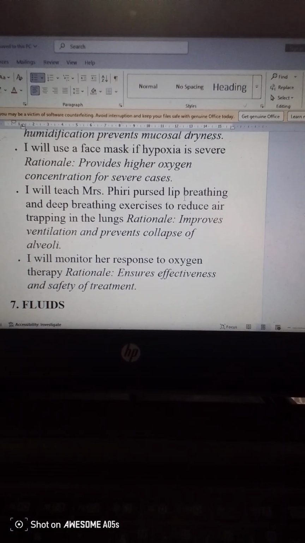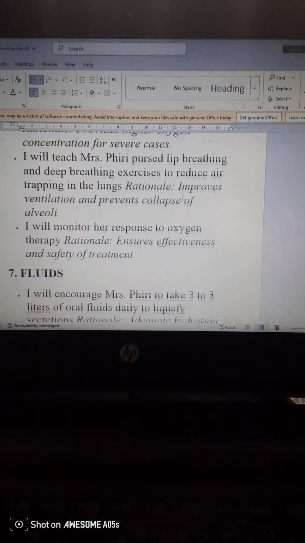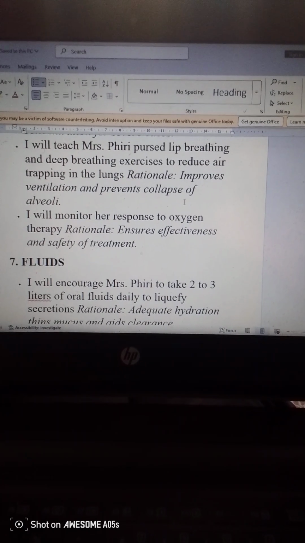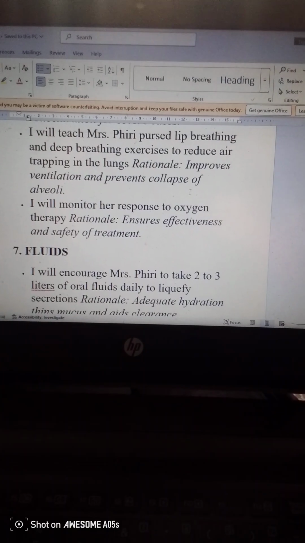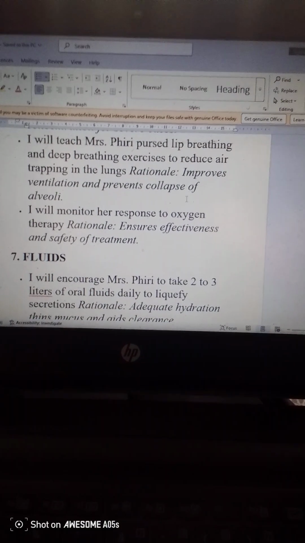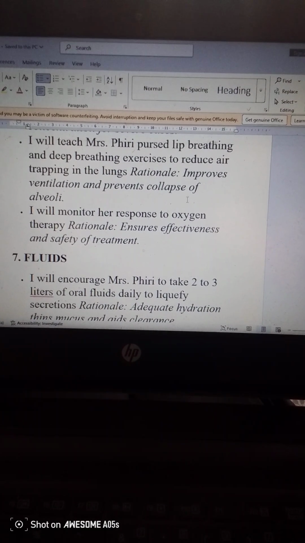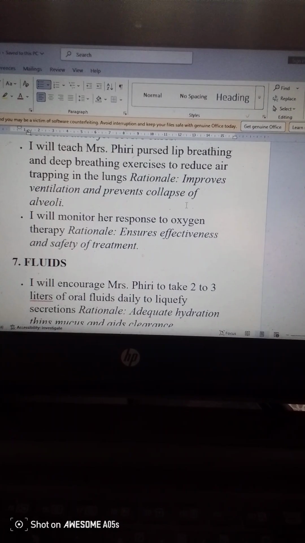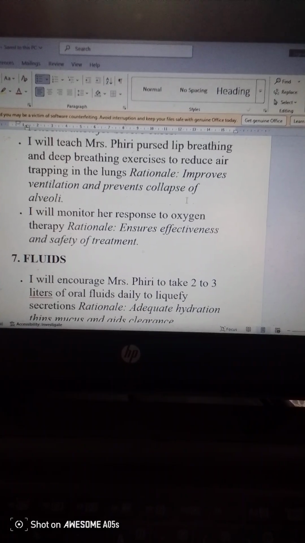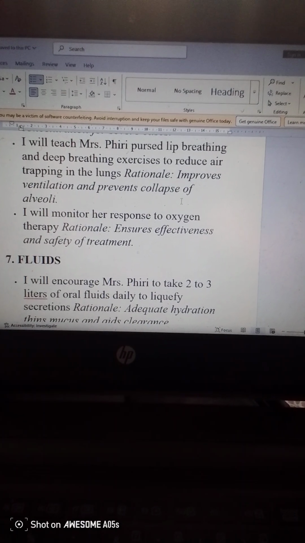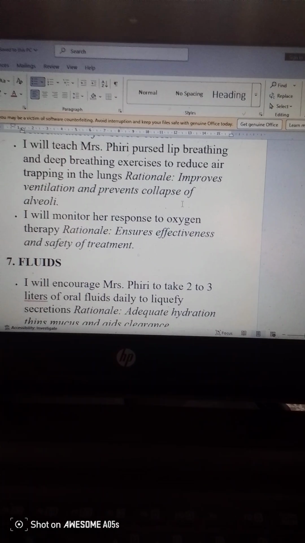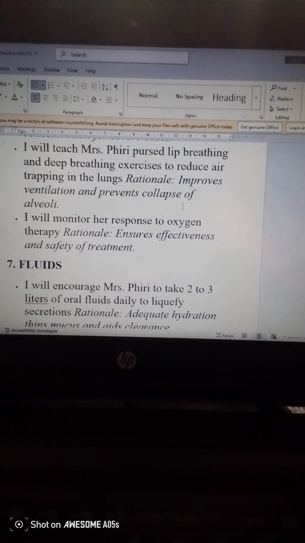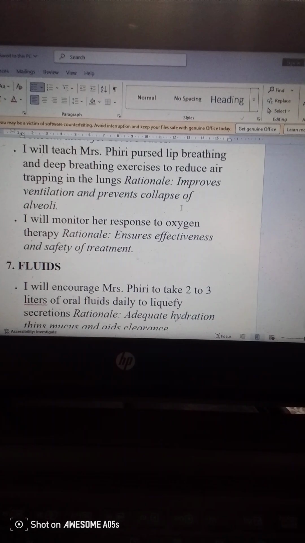Then another thing that you also need to consider under oxygen is that you should also teach Mrs. Perry pursed-lip breathing and deep breathing exercises to reduce air trapping in the lungs. So our rationale is that it improves ventilation and prevents collapse of the alveoli. Then we also have the part where you need to monitor her response to oxygen therapy. So this ensures effectiveness and safety of treatment.